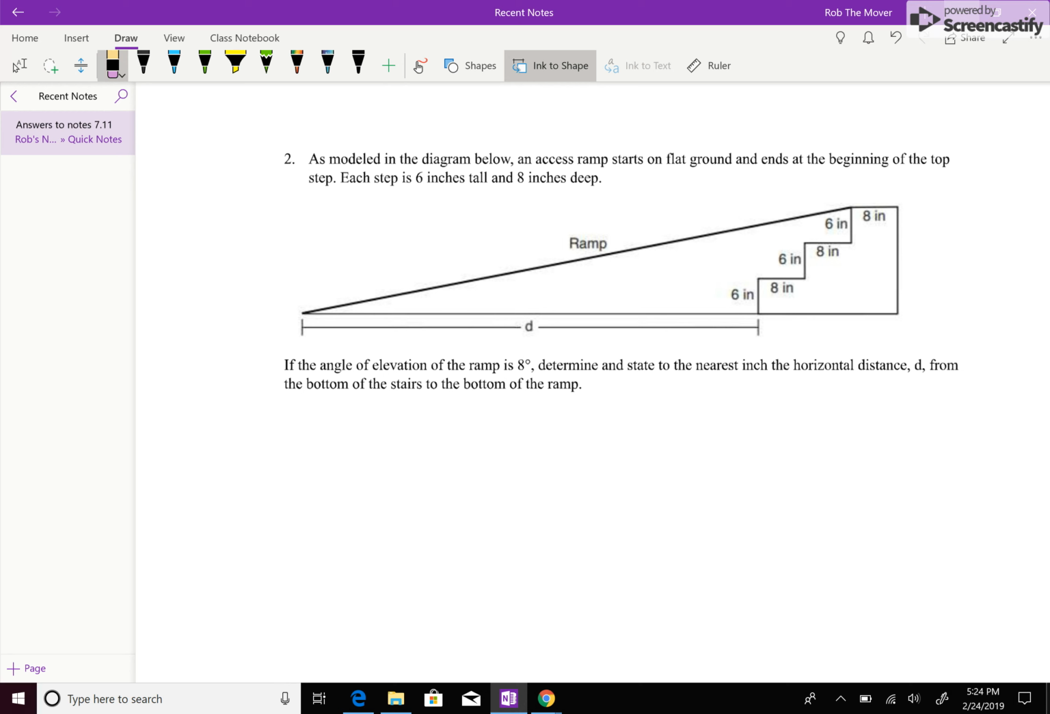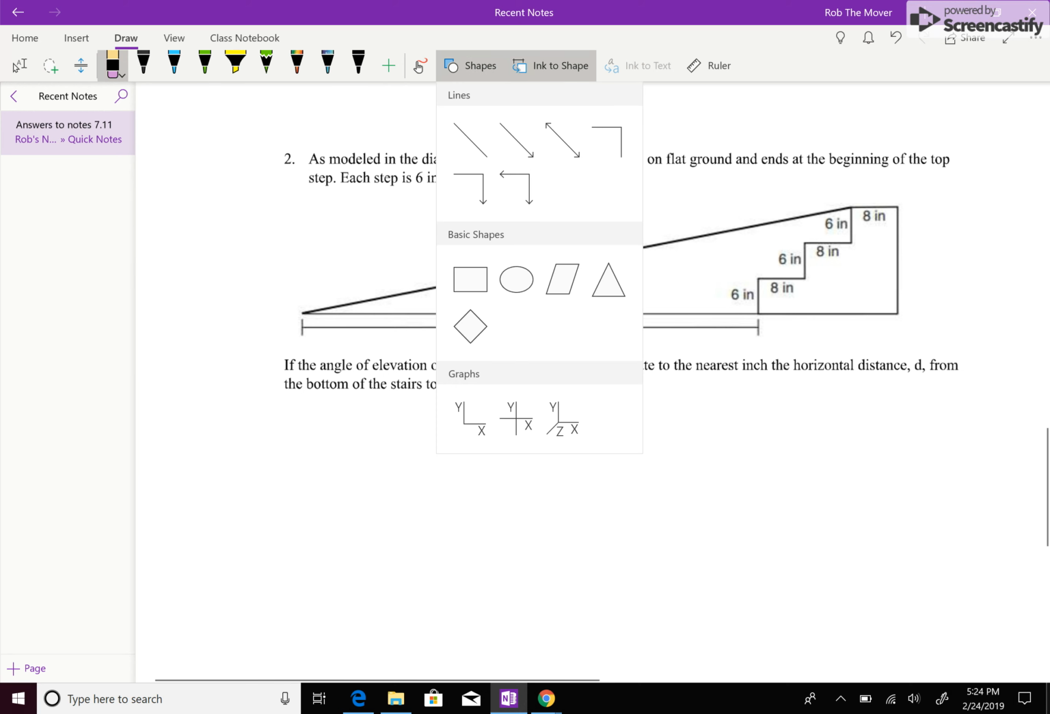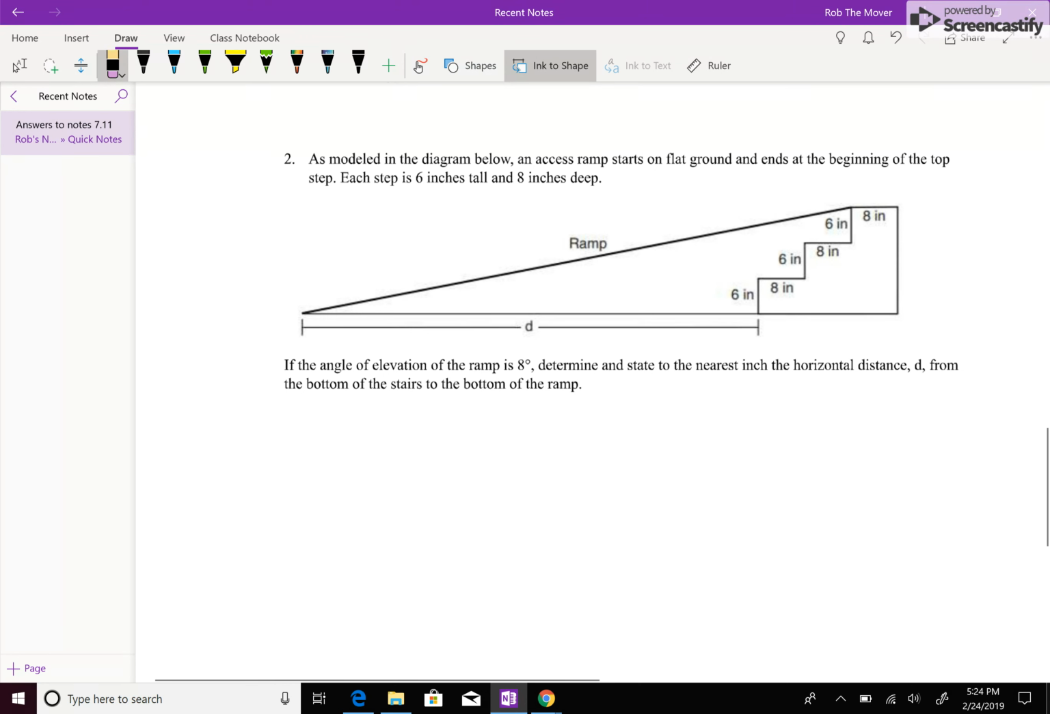We have a ramp. Remember what a ramp, I don't like that color because it's not going to come out very well. Let me go ahead and use this color. The ramp is right here, right? And I don't know why that's happening. I'm still getting used to this technology, guys.